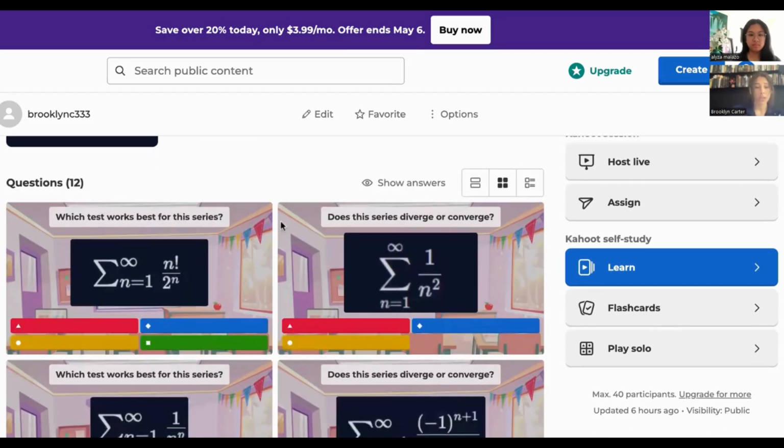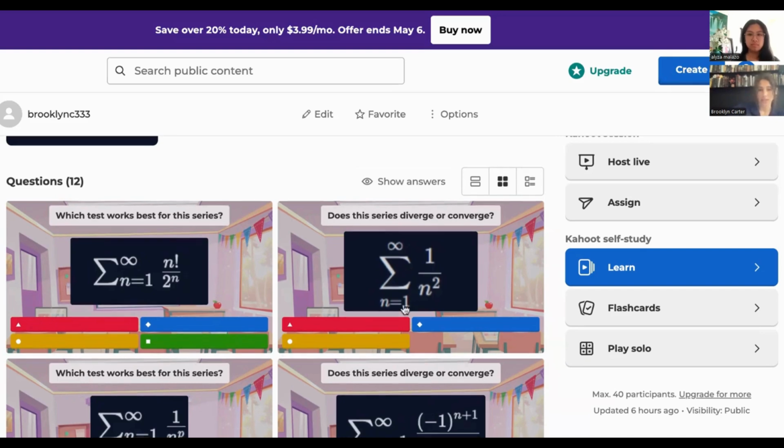The first type of question is which test works best for this series. You're going to get 4 different series convergence tests, such as the root test, ratio test, p-series, and you just choose from those options which works best for the series given. You will get 1 minute to answer that question. The second type of question is, does the series converge or diverge? Again, given a series, you have to determine whether it converges absolutely, converges conditionally, converges, or diverges. You are also given a minute to do these questions.